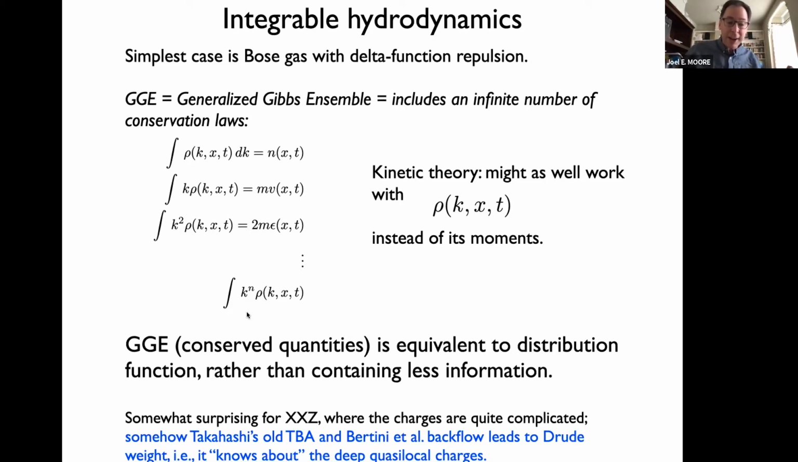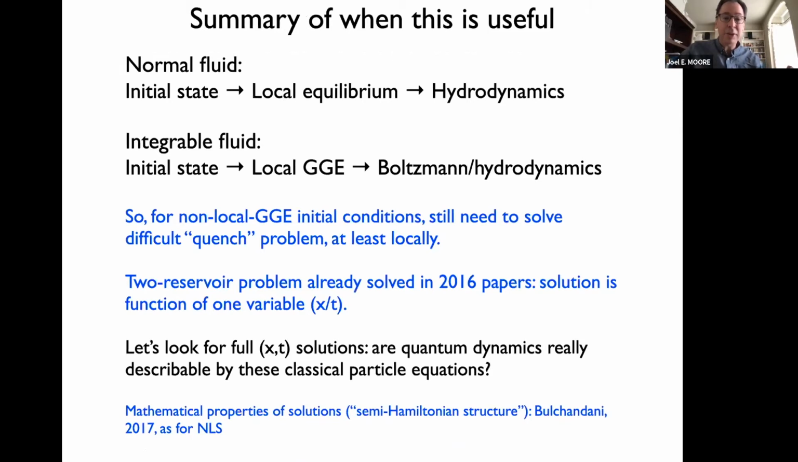And this even works for XXZ, where the charges are much more complicated. There are a couple of comments there for experts. Let me just now convince you that this is not just words and that it actually works. So the claim is that, analogous with normal hydrodynamics, if we've got an integrable fluid, some initial state will rapidly reach local GGE. That's like in a normal fluid, some initial state will rapidly reach local equilibrium. And then hydrodynamics is the much slower process by which local equilibrium becomes global equilibrium.